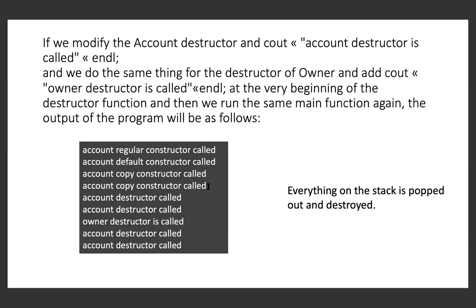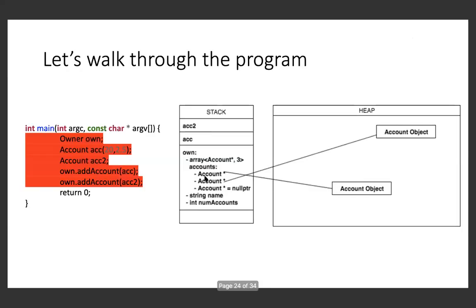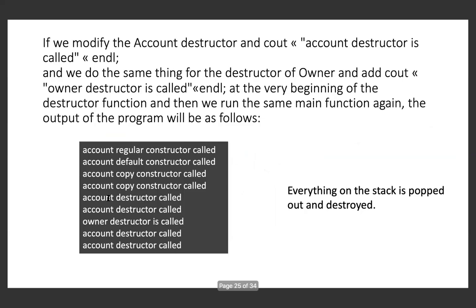Now we're terminating the program. So we're going out of scope of the main function, and everything on the stack will start popping out. The first two things we see are account destructor called and account destructor called. These are for ACC2, the first item that will be popped out, and then ACC will be popped out. The moment it pops out, the destructor of that object gets called and it gets destroyed, which is why we see account destructor called and account destructor called.